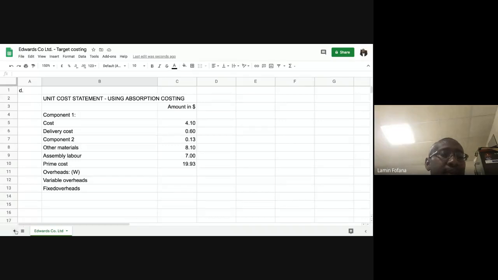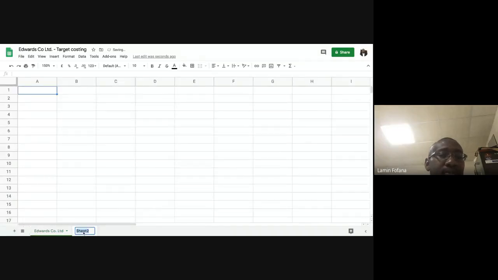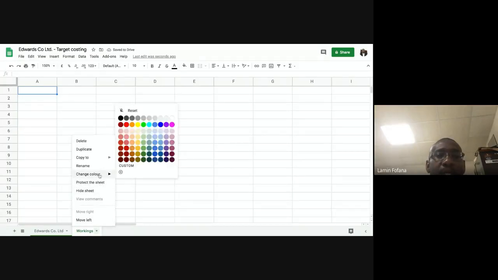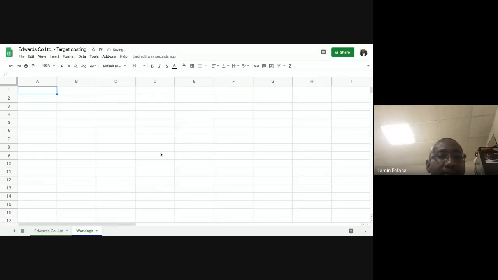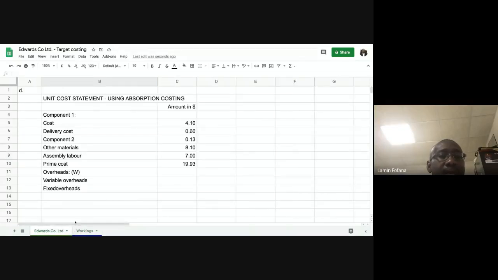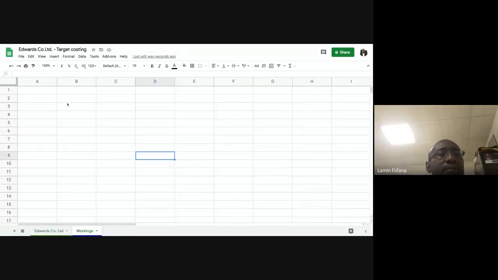I'll just click plus worksheet. I'll double click on it and call it workings, W-O-R-K-I-N-G-S. And then I can choose to make that color blue instead of green. So that is blue. As you can see, at the bottom here is bluish, and at the bottom here is green. So this is my main answer, and this is my working. Okay. So I'll come to my workings. Then I'll come here and just copy this.